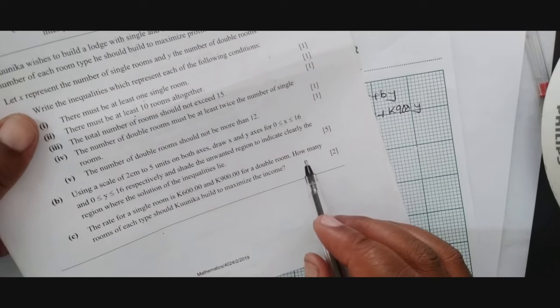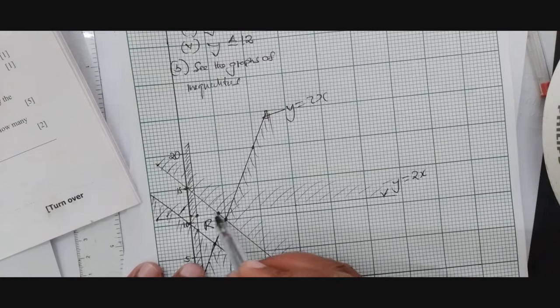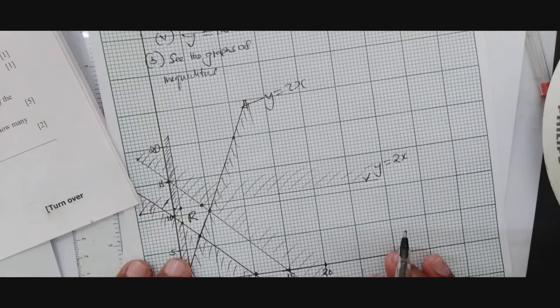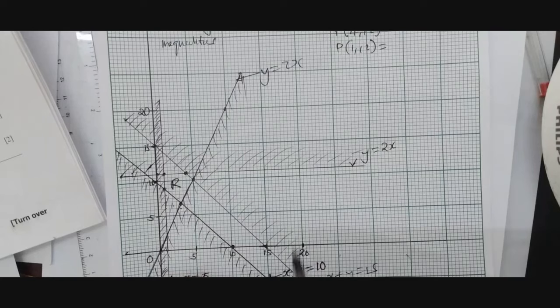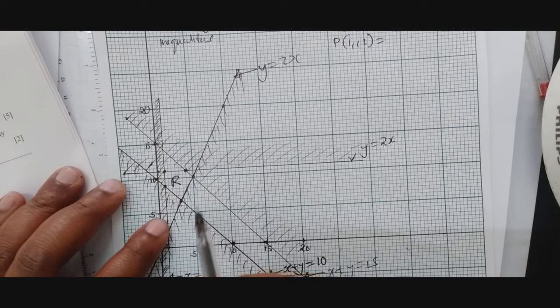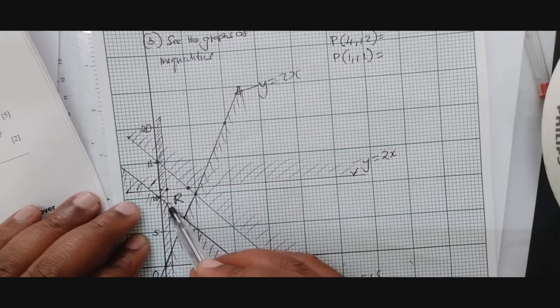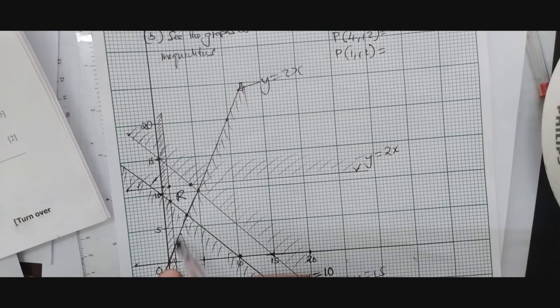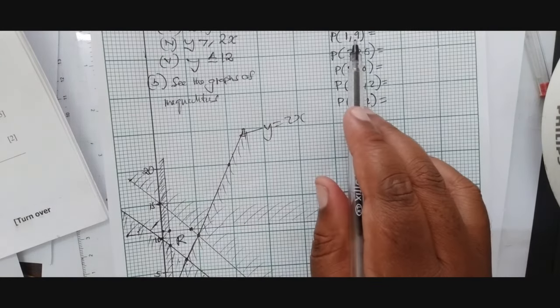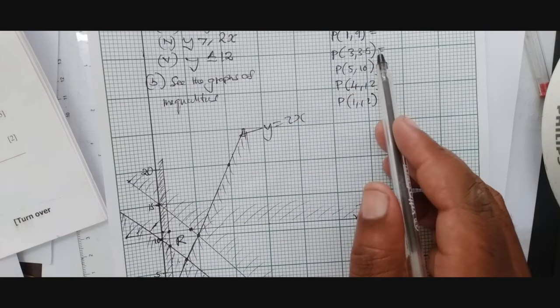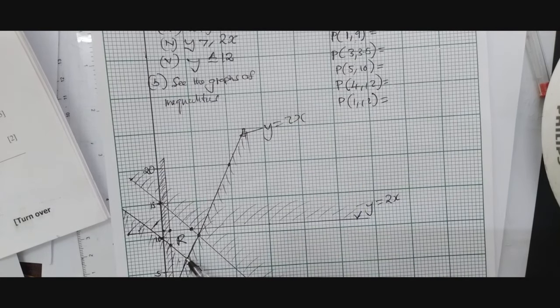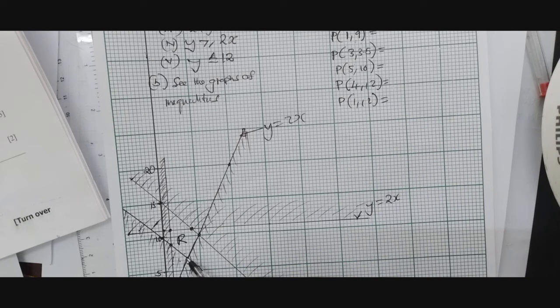Now we are saying how many looms of each type should Kunika build? We need first to identify the maximum income from these vertices. So we pick the vertices. We are going to get the coordinates here. Maybe we can say the first one is like this one. When you read here, it is 1, 9, which is what we've written here. Then we go to the second one. When you look at this one, this is like 1, 2, 3, comma.